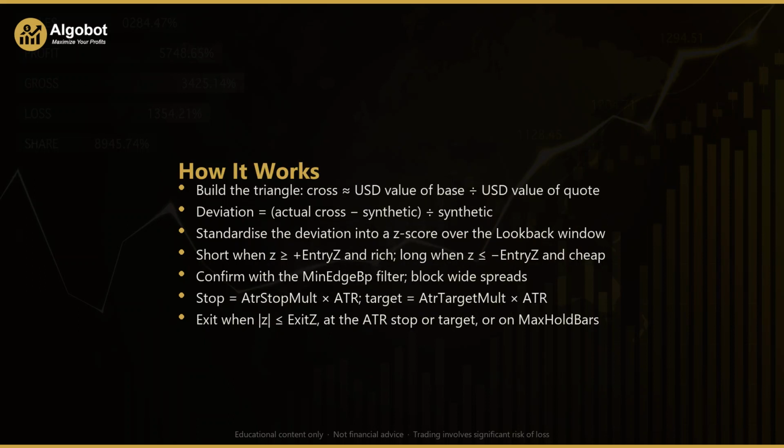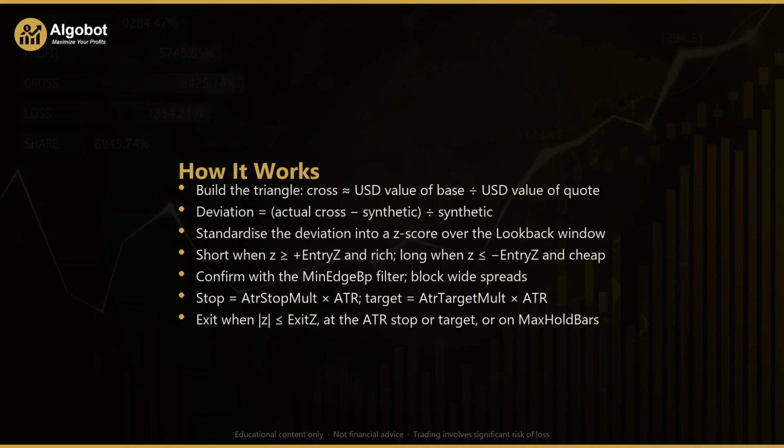Let's walk through the mechanics step by step. First, the expert advisor builds the triangle. It takes the primary cross symbol, splits it into its base and quote currencies, and works out the standard dollar pair for each one. Some currencies, like the yen or the Swiss franc, are quoted with the dollar first, so their price is inverted to express 1 unit in dollars. Others, like the euro or the pound, are used directly.